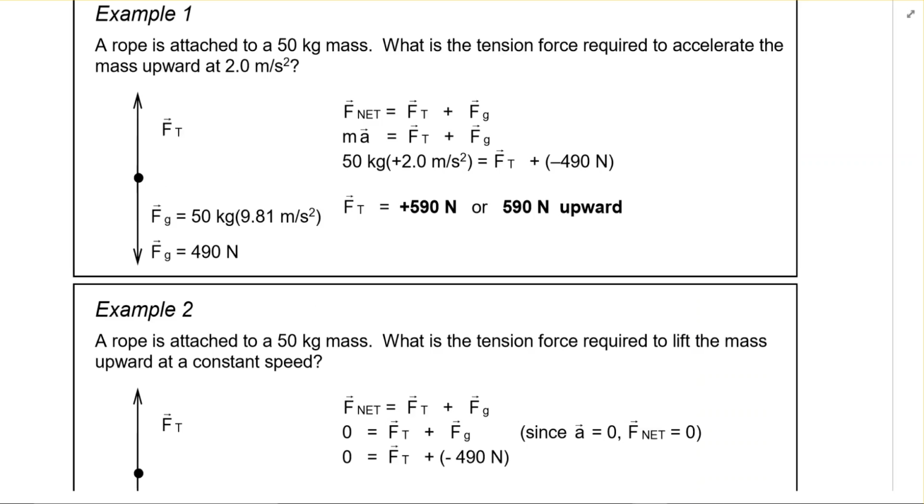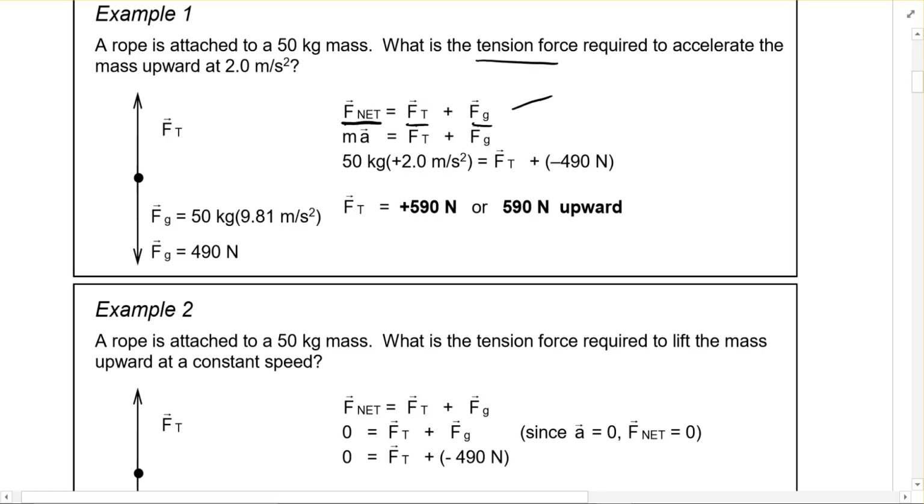Okay, so we've got our problem here. It says a rope is attached to a 50 kilogram mass. What is the tension force required to accelerate the mass upward at 2 meters per second squared? So the force that's going to be responsible for accelerating this thing is going to be the net force. So it's going to be the overall force between the tension and gravity. And it's saying what tension force is required. So we can make a formula.